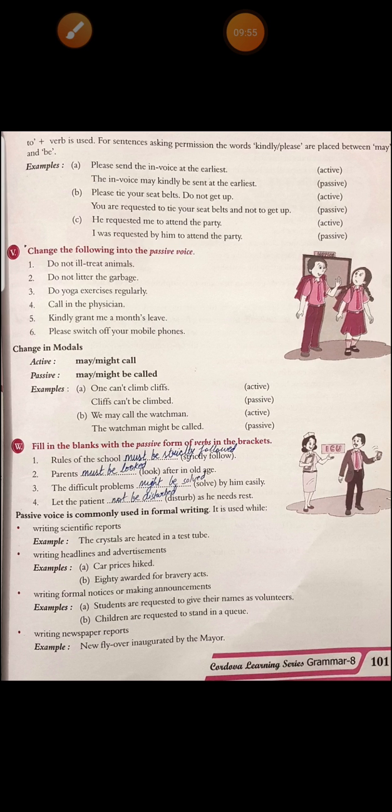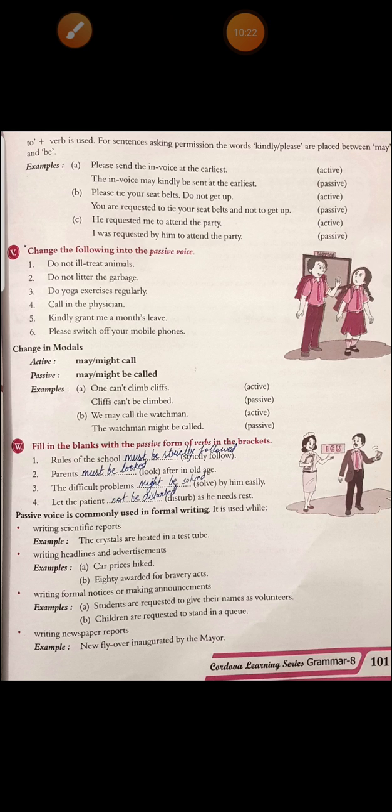Third, do yoga exercise regularly. Yoga exercises should be done regularly. Fourth, call in the physician. The physician must be called in. Fifth, kindly grant me a month's leave. A month's leave may kindly be granted to me. Sixth, please switch off your mobile phones. You are requested to switch off your mobile phones.